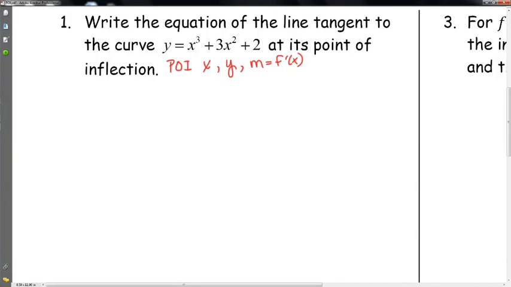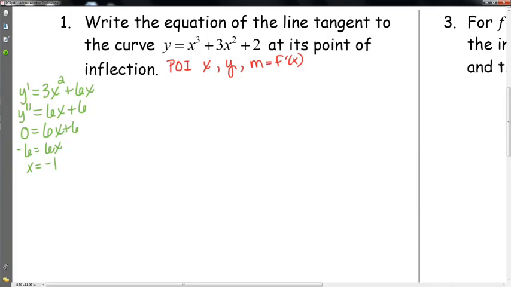Okay, so let's go ahead and get started. If I take the derivative, y prime is going to be equal to 3x squared plus 6x. That means my second derivative is going to be 6x plus 6. And just like finding extrema or critical points, we set our second derivative equal to 0. So 0 is equal to 6x plus 6. If I subtract 6 from both sides, I get x is equal to -1. So at least that gives me my starting point.